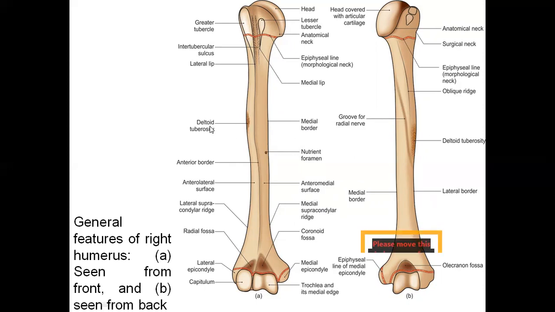And this bony projection is the deltoid tuberosity, which is seen in the middle of the shaft. This is the anterior view of the bone, this is the posterior view of the bone. How to identify the anterior end? See, at the upper end, the greater and lesser tubercles and intertubercular sulcus are one feature. When you come to the lower end, you have to check for the medial epicondyle, lateral epicondyle, capitulum, and trochlea. And above the trochlea, we have the coronoid fossa. Above the capitulum, we have the radial fossa.